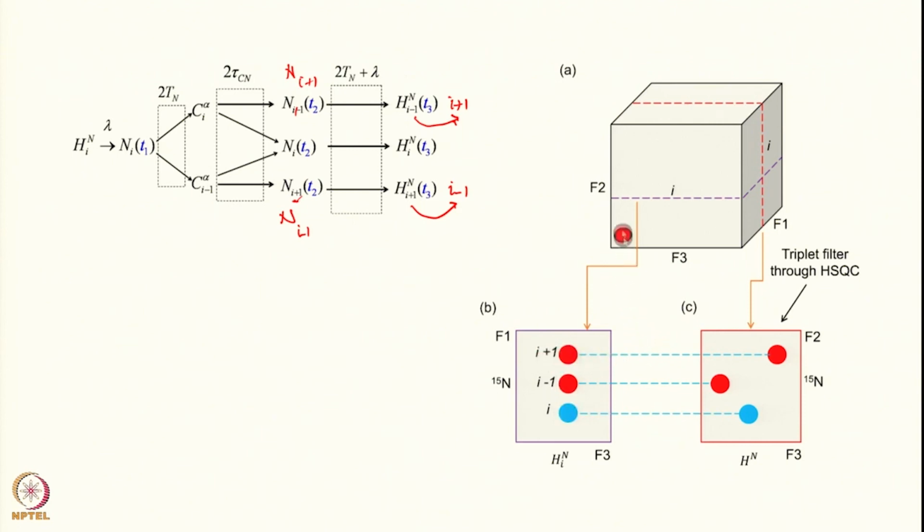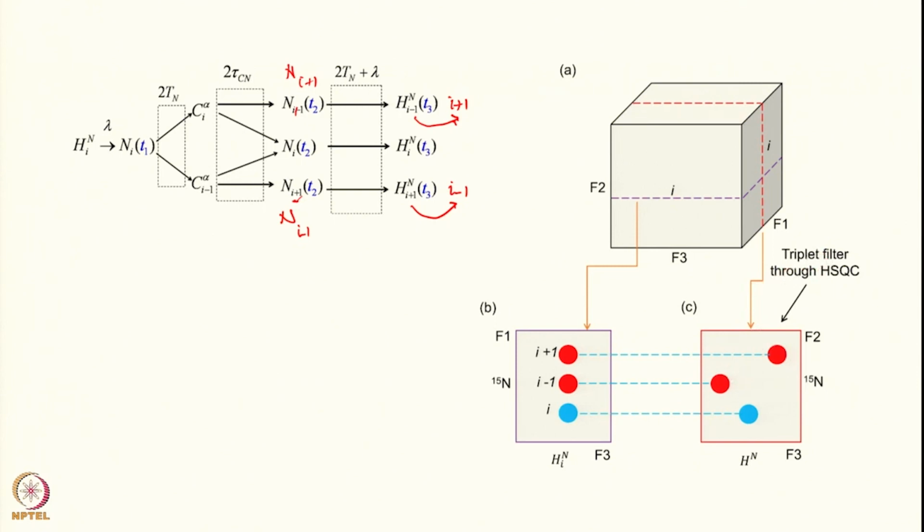And correspondingly, if I were to take an F1 cross section, that means I take a cross section through this plane at this particular chemical shift, then I will get the F2 F3 cross section here. The F2 F3 cross section has the same 3 peaks, but at the respective amide proton chemical shifts. See, these are 3 different chemical shifts of the individual 3 residues, these 3 peaks. So what do you see of this? This is like a triplet filter through the HSQC.